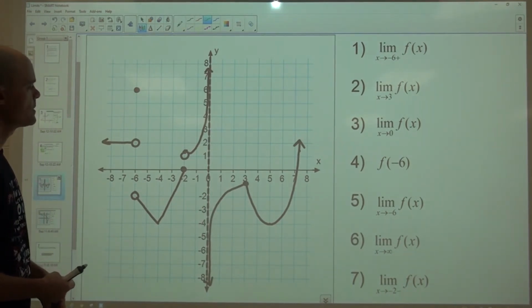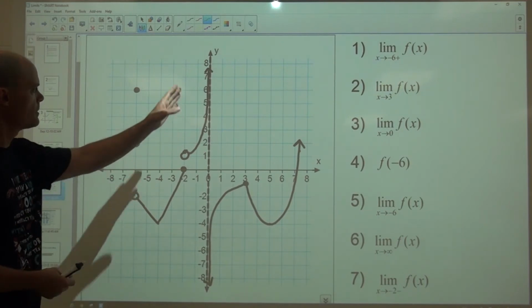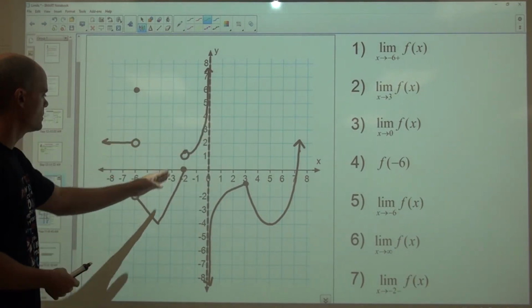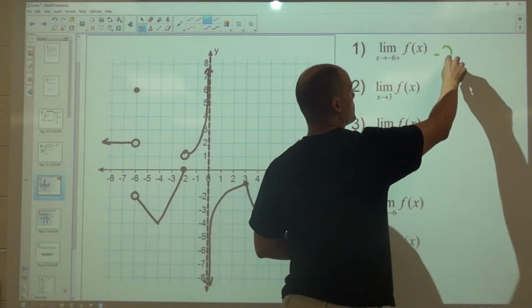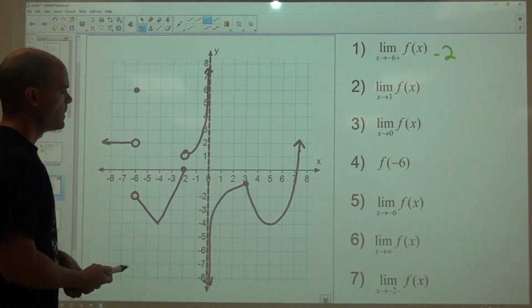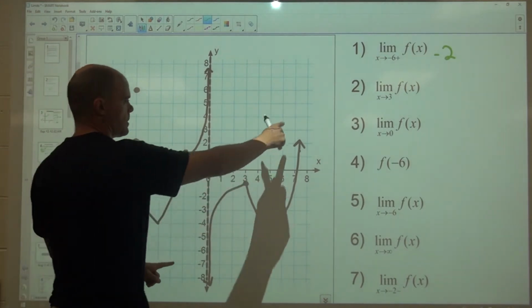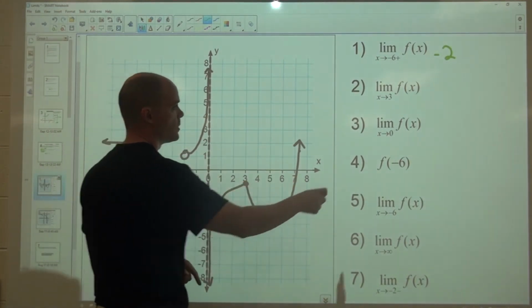-6 from the right. Here's -6 coming from the right side. Looks like we're approaching -2. -3 from either direction, it better be the same. It is. It's -1.